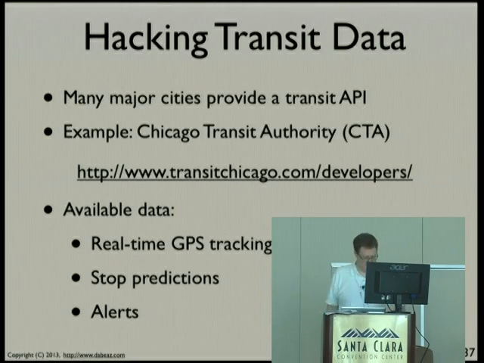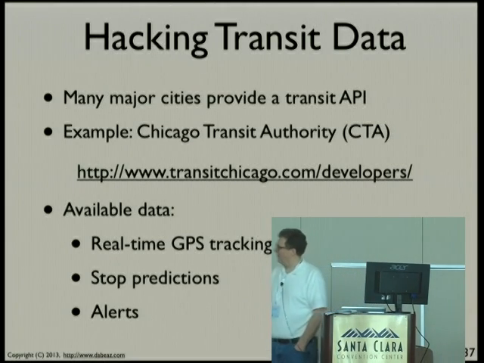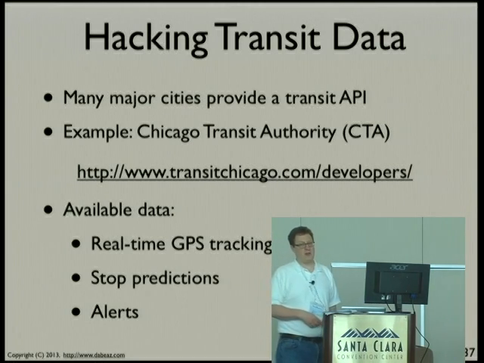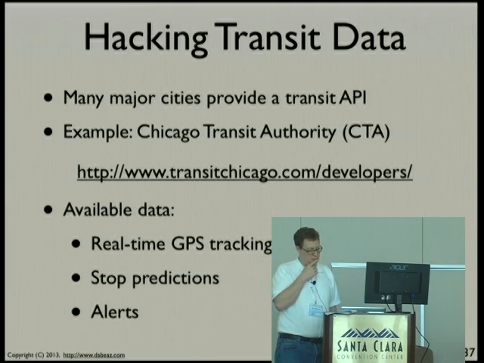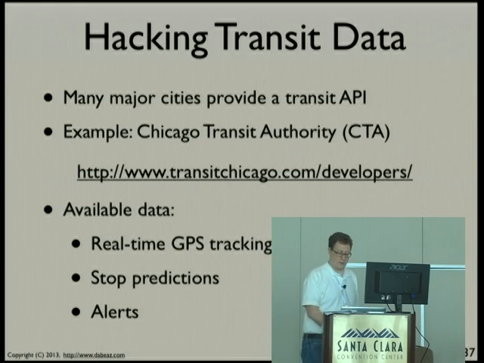It turns out that most cities out there, at least the big ones, are publishing APIs for their transit systems. This includes things like the bus system, subways, trains, that sort of stuff. The thing that we just looked at is basically from the Chicago Transit Authority. They actually have a website for developers, transitchicago.com developers.